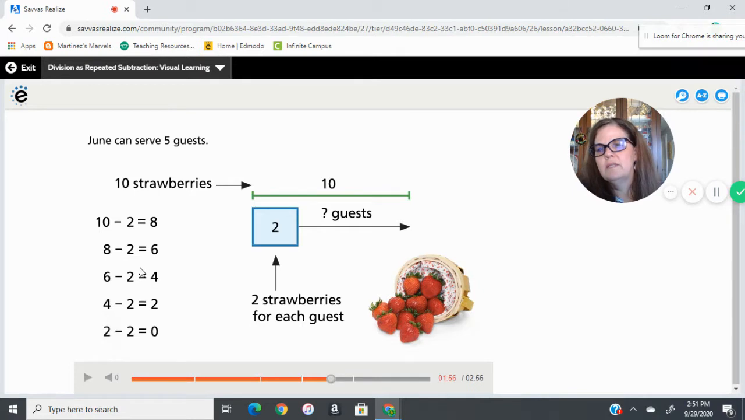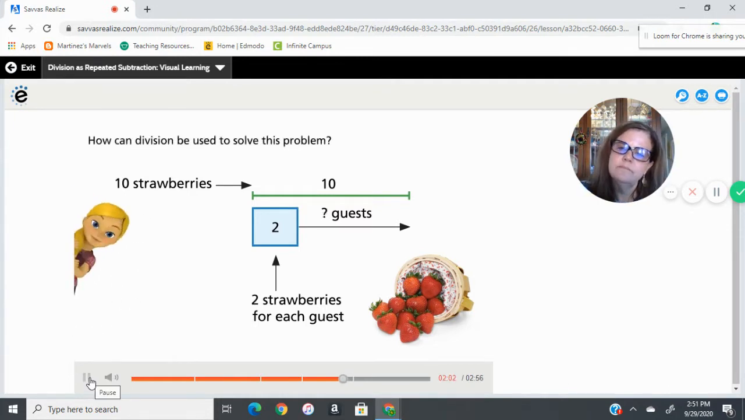So see how they subtracted 2 from the 10, got us to 8. 2 from the 8, and we're at 6. 2 from the 6, now we're at 4. 4 minus 2 is 2, and 2 minus 2 is 0. So that's when we know we stop subtracting. June can serve 5 guests.